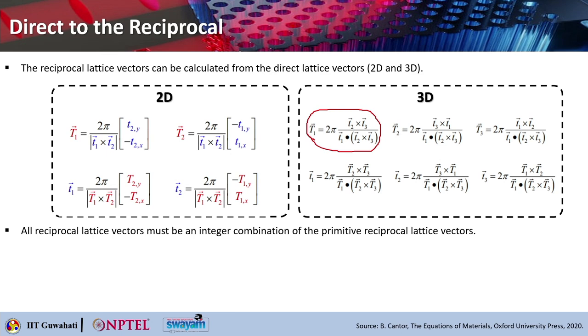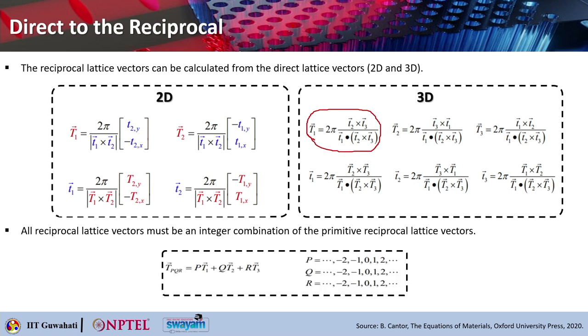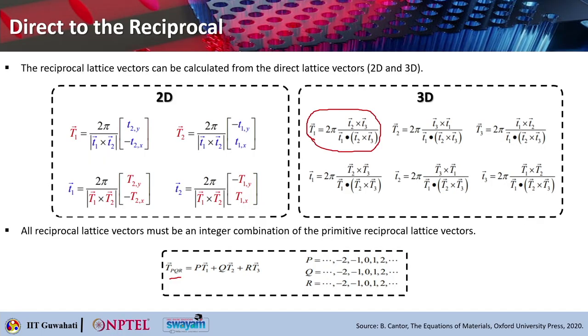All reciprocal lattice vectors must be an integer combination of the primitive reciprocal lattice vectors. That makes sense, because the vector capital G is basically integral multiples of the primitive reciprocal lattice vectors. So, instead of G, you can write capital T, where P, Q and R are integers. You can write it like this, and T1 bar, T2 bar and T3 bar are the primitive reciprocal lattice vectors.